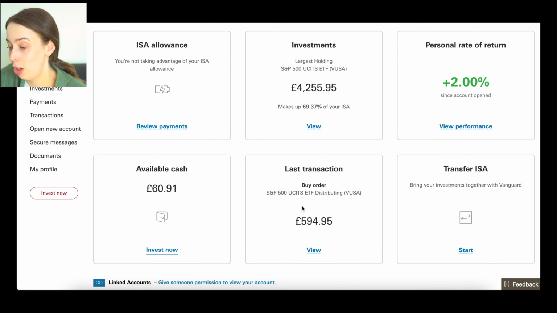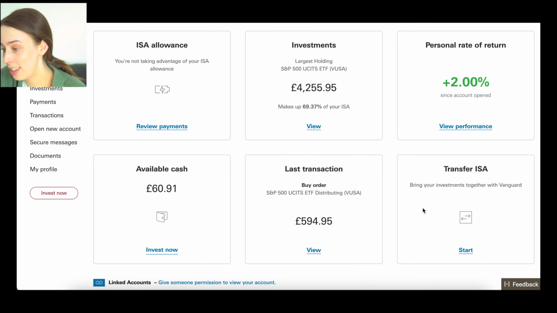Next to that, we have my last transaction. So you can just see that the last investment that I bought is VUSA and I paid this much. So again, that's a nice snapshot. It's not something that you necessarily need to see in detail. You just maybe want to know, what did I last buy? Here it is, nice and easy.